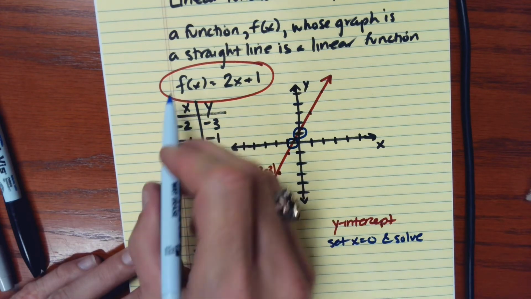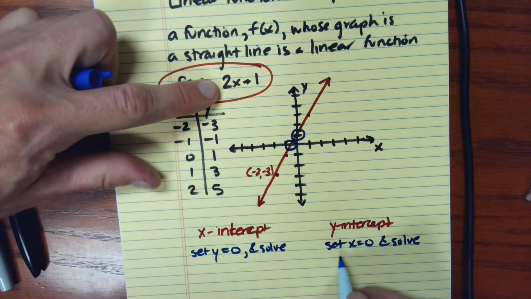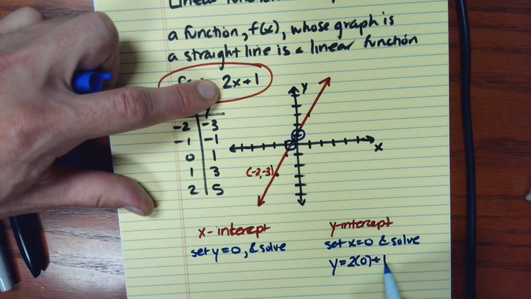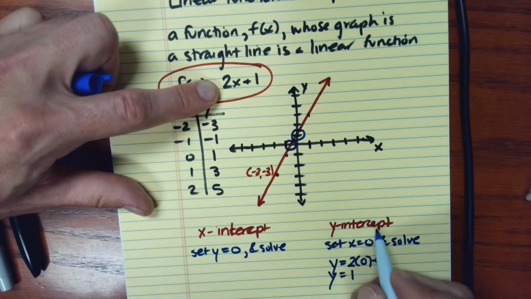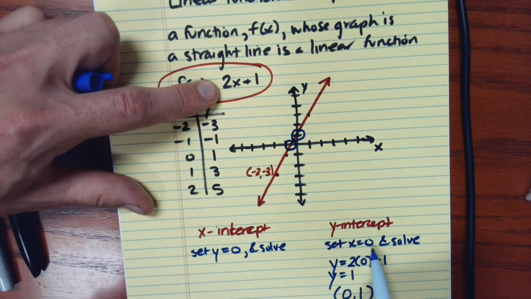So in this example where I have f of x equals 2x plus 1, if I want to find the y-intercept, I'll say y equals 2x plus 1, and then I'm going to set x equal to 0. So this would be 2 times 0, which is 0, plus 1, so y equals 1. That's the y-intercept. Now as far as an ordered pair, the x value there is 0 and the y value is 1. Because we set x equal to 0 and we found that y equals 1.